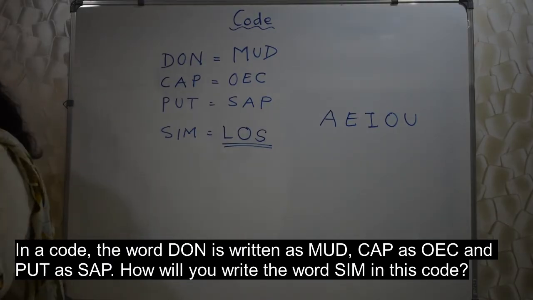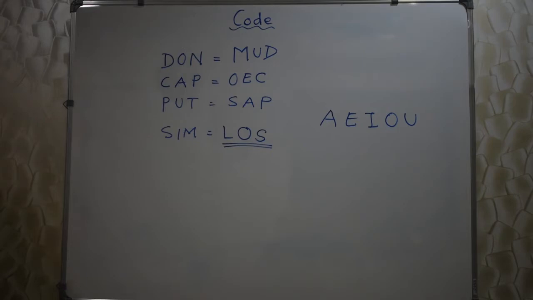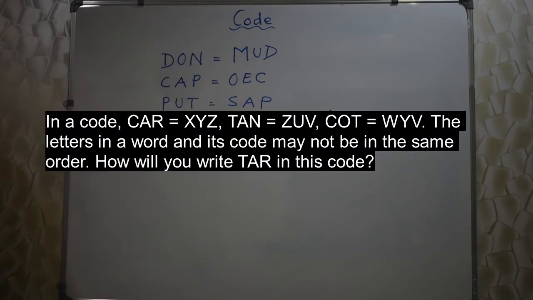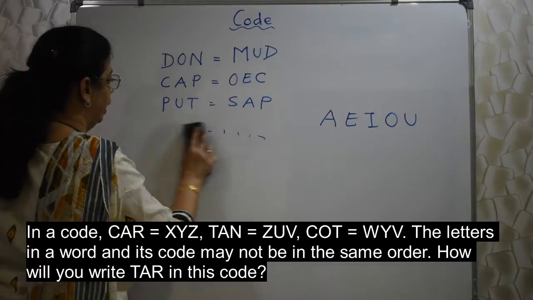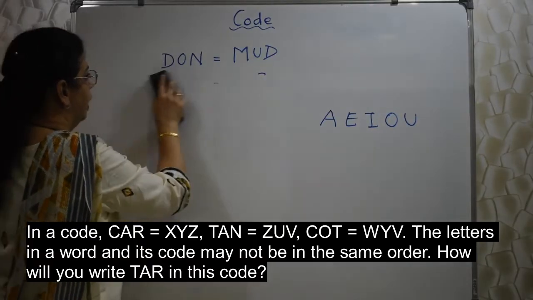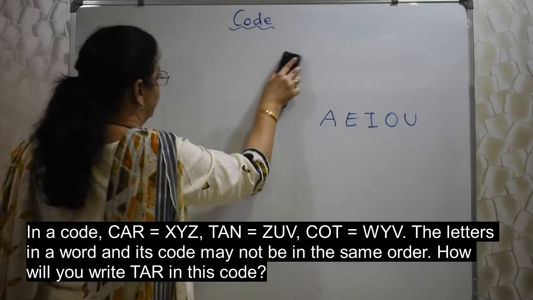Students, let's go ahead. In a code, CAR is equal to XYZ, TAN is equal to ZUV, COT is equal to WYV. The letters in the word and its code may not be in the same order. How will you write TAR in this code? Okay, let's go ahead. Whatever information has been provided to you, first write it down and observe.